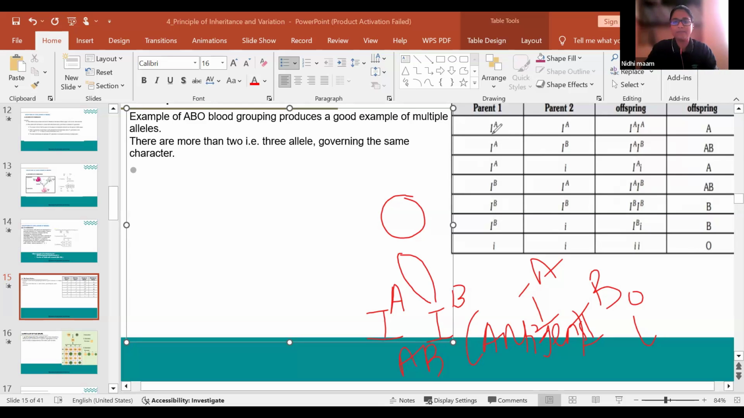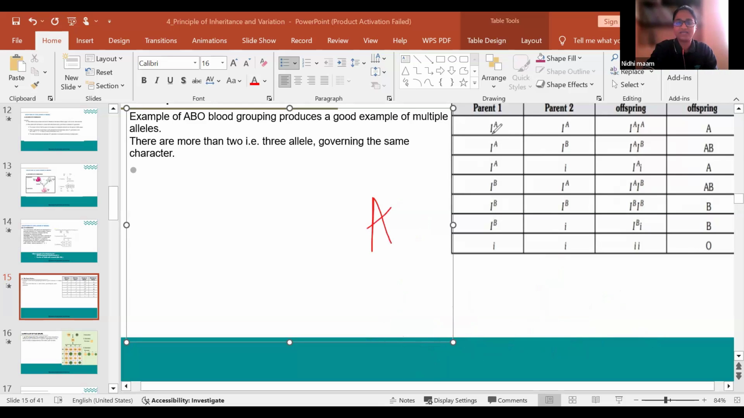As for the AB blood group, whoever has the AB blood group, in your RBC plasma membrane both antigens will be present. So when two antigens are present, your blood group will be AB. If only one antigen IA is present, your blood group will be A. If IB is present, your blood group will be B. Like this, our blood group will be decided. And this is the example of codominance.